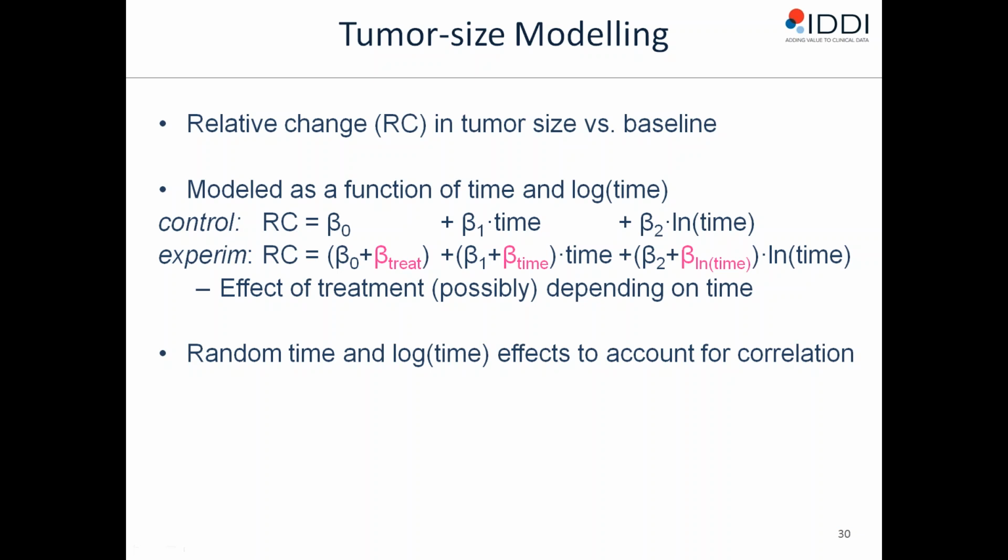Now, because we use repeated measures of tumor size in time, or the relative change in time, we should account for the possible correlation between the measurements for individual patients. So we're including in these trajectories random time and/or log time effects to account for this correlation. This is a technical step used to account for the possibility that measurements for the same patient can be correlated and therefore yield less information than simply independent measurements or independent patients.